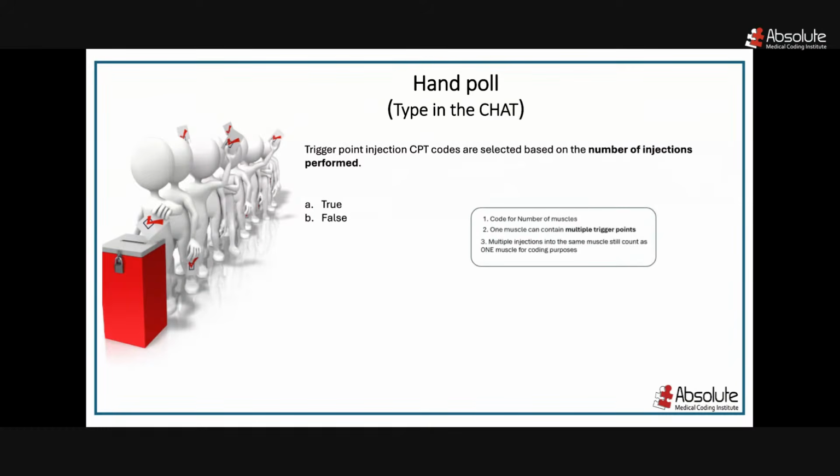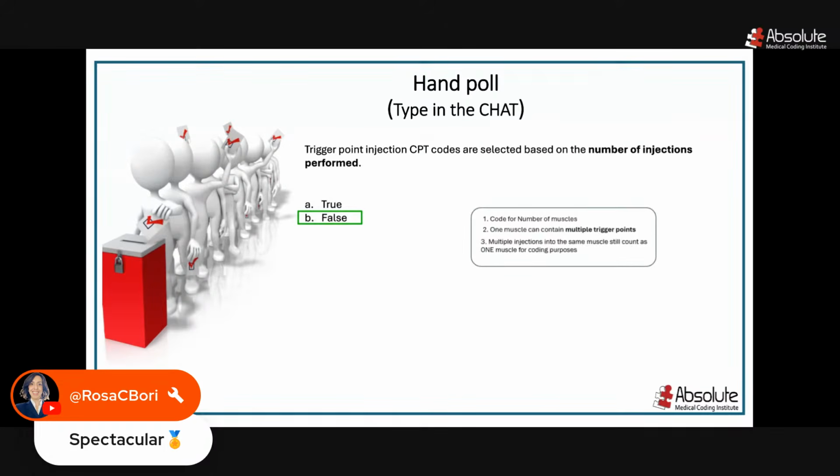Now once again, chat is on fire. It is false, right? Trigger point injections are based on the number of muscles injected, not based on the number of injections. So you all nailed those guidelines. You all have learned a lot today. Yes, Miss Rosa, spectacular. Amazing job, Curtis.